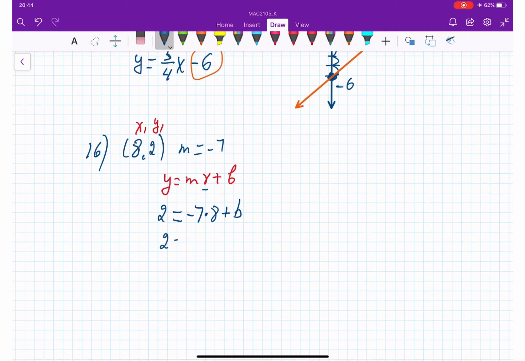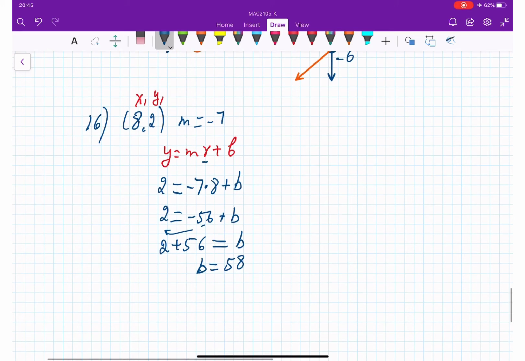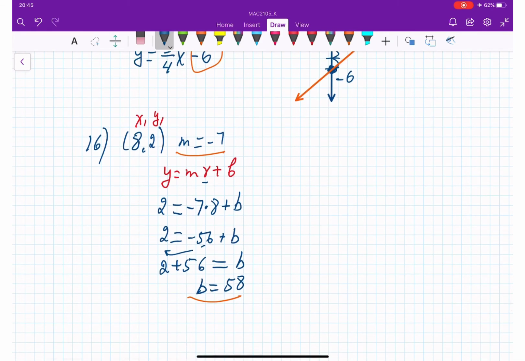So 2 is equal to negative 56 plus b, yes, and 56 I'm moving to this side, it's going to be 2 plus 56, I'm already adding in my mind, equals 58. So b is equal to 58. All right, once we have b is 58 and m is negative 7, we need these two values to write in the slope-intercept form. We are going to get y equals negative 7x plus 58. And we have it. Question number 17.